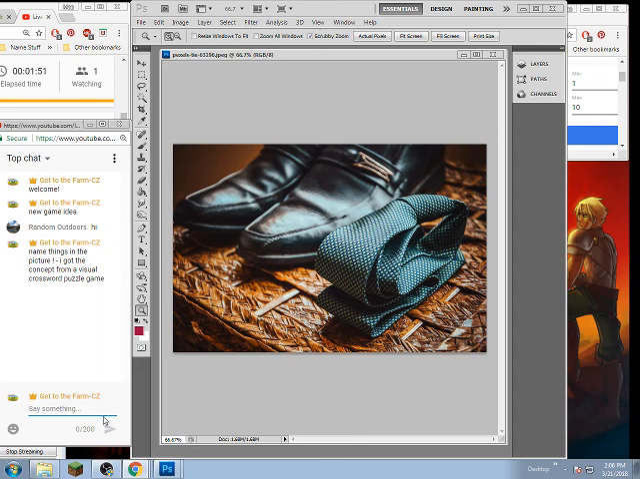My OBS is just running the whole window display. It's displaying the whole monitor, so I have no hidden areas. Everything I have is yours.